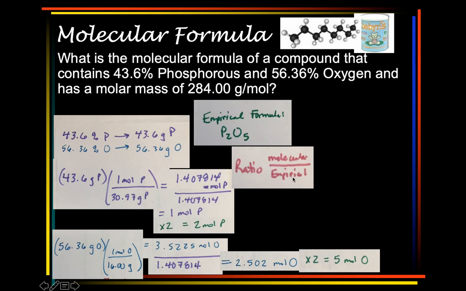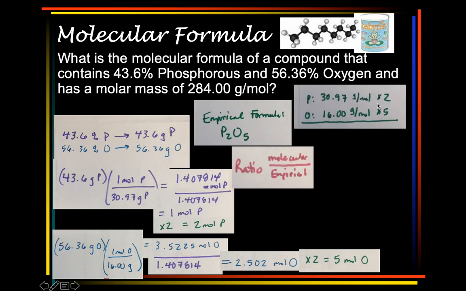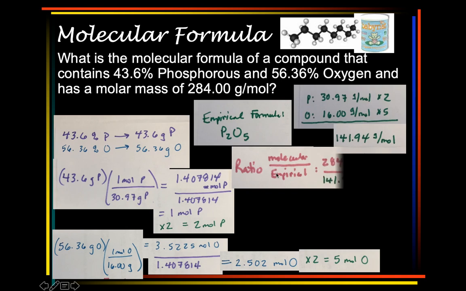So I need the empirical molar mass. 2 phosphoruses plus 5 oxygens. Phosphorus is 30.97 times 2. Oxygen is 16 times 5. So I get that all added up. This will be the molar mass of the empirical formula to get my ratio. So 141.94 grams per mole. And then I'm going to take the molecular mass, which was given, divided by the empirical. So this gives me the ratio between these two chemicals.